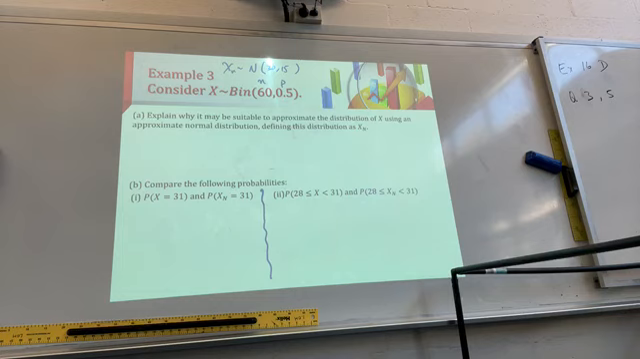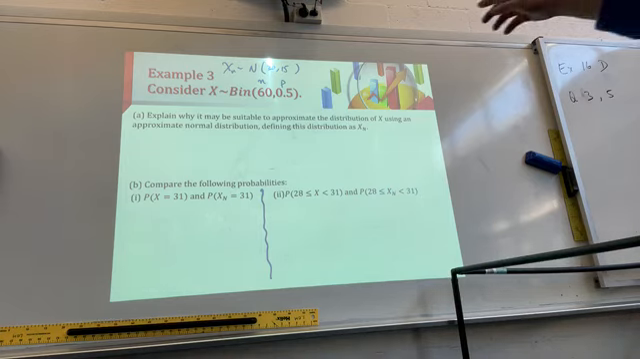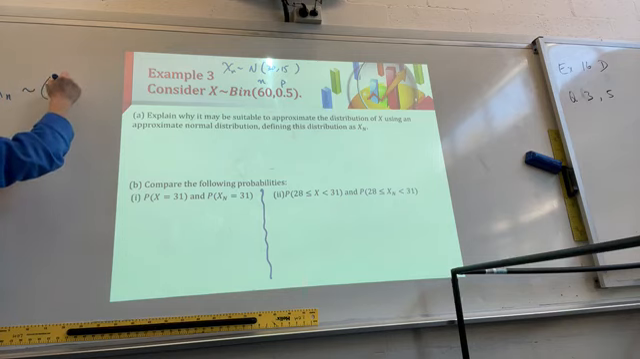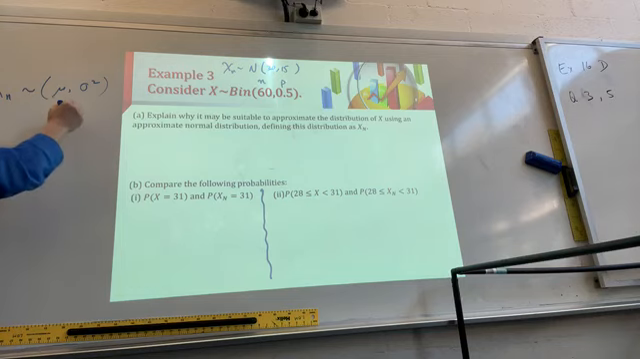Now, you've got that, and you can work out the mean for the normal distribution is 30, and the variance is sigma squared, 15. When I was solving this problem, I forgot to take the square root of 15. Just remember, 30 is the mean, and this is sigma squared, so you need to work out the standard deviation, which is therefore the square root of 15. Explain why it may be suitable to approximate the distribution of X using a normal distribution, defining the distribution as X_N.